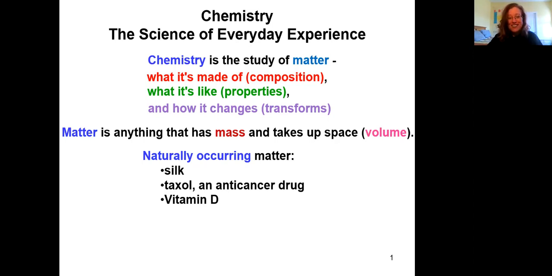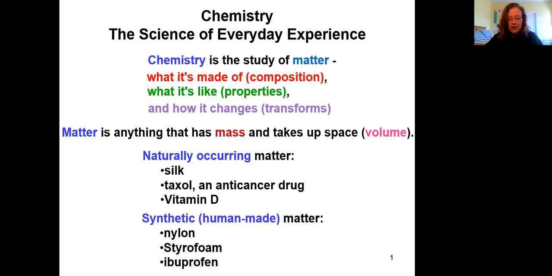Vitamin D is a fantastic naturally occurring type of matter, and our bodies synthesize it from cholesterol, of all things. When we're exposed to sunlight, to ultraviolet light, it converts the cholesterol into a very healthy vitamin that most of us don't get enough of and need supplements. Something to look into with your doctors. Synthetic or human-made matter would include things like nylon, styrofoam, and ibuprofen.